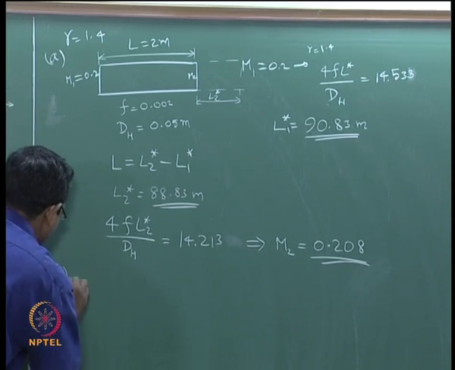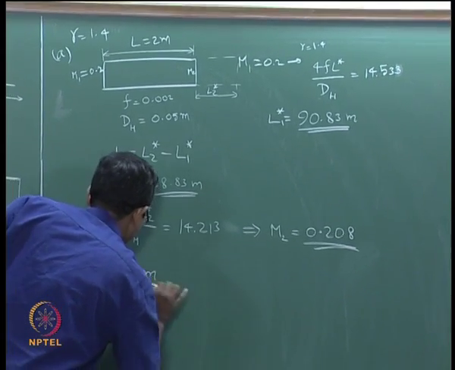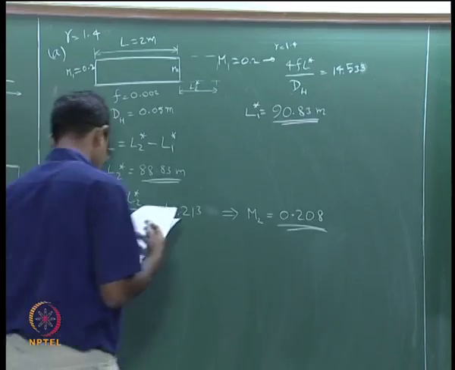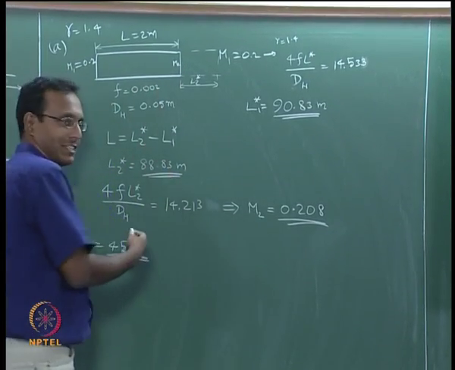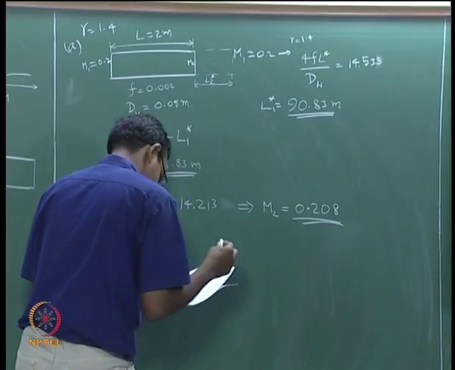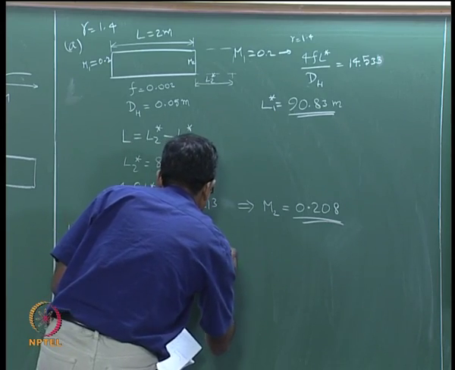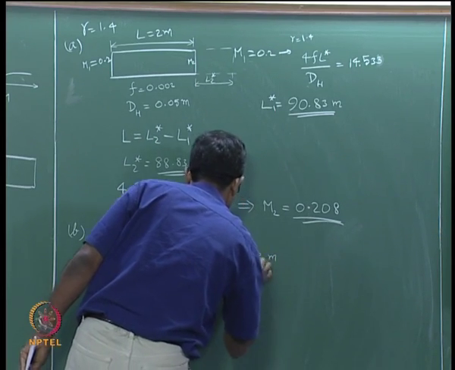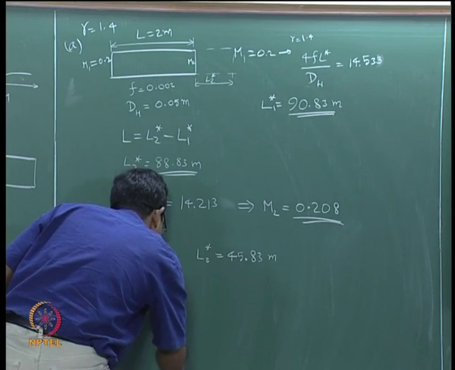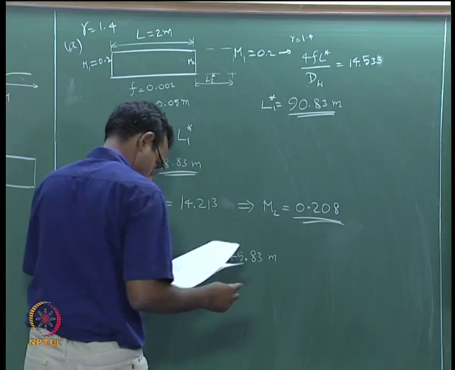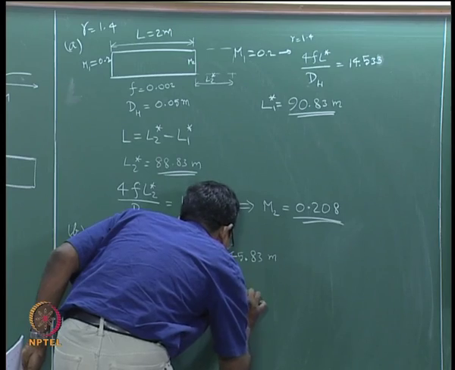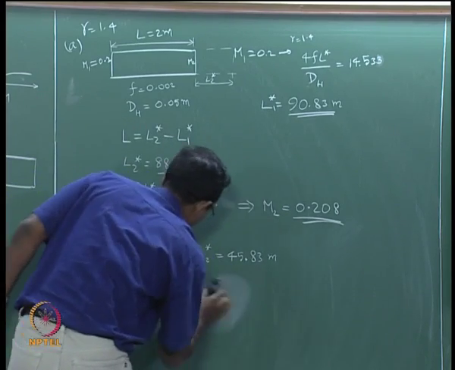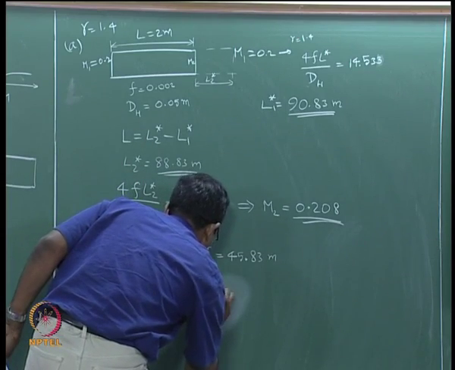Let us pick some other length, let us say L equal to 45 meters, the same problem as before. I just want to see what if I go halfway to L1 star roughly. Since I know the problem, I will just go through the same process, nothing changes. I know that the length is less than L1 star. So if I go through this one, L2 star is 45.83 meters. So 4f L2 star by Dh comes out to be 7.33. Oh, sorry, I jumped. 0.265 is my Mach number.